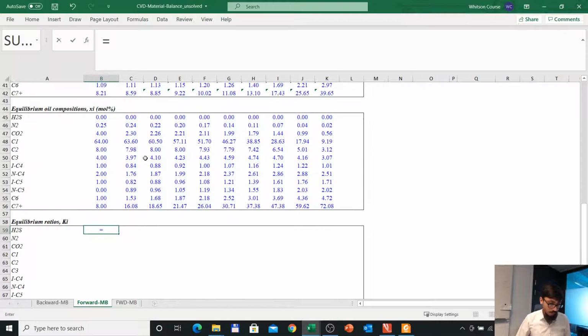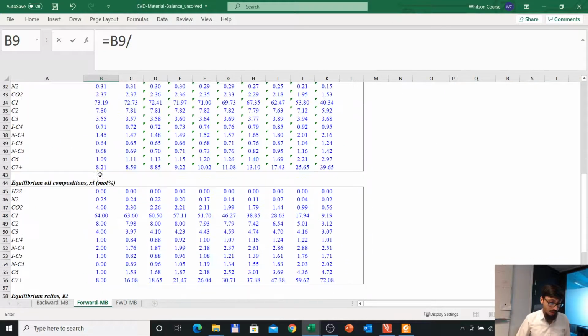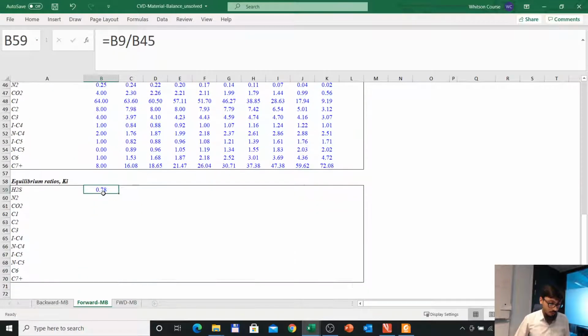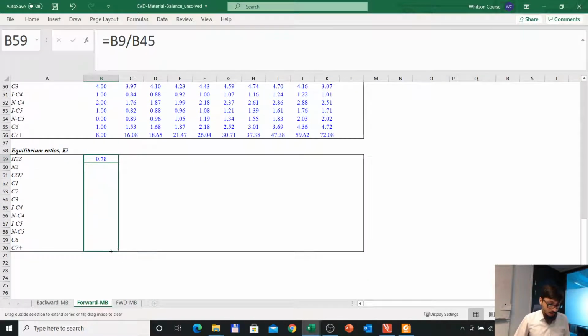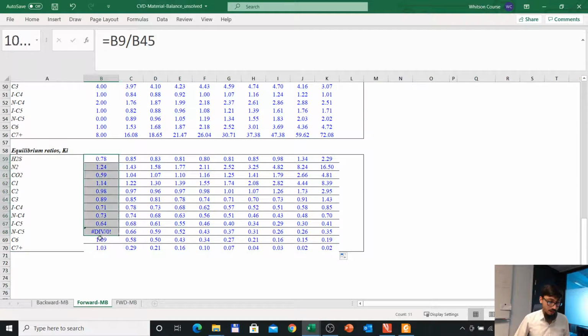So that's YI divided by the calculated XI. Again, this calculated K value should be undefined here. But yeah, we should be looking at the K values at all these pressures. These are not the important ones.